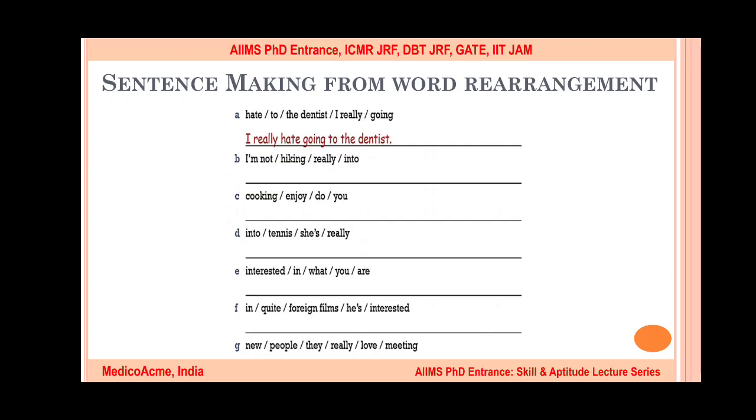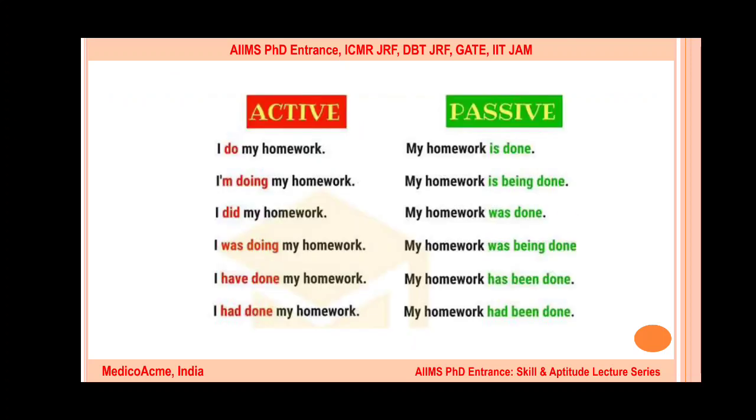Sometimes sentence making has different forms also. Just keep in mind that if you are rearranging in any such form, you will be awarded the marks. So: quite, foreign film, he is quite interested in foreign films. New people, they really love meeting. So they really love meeting new people. In this way you can think and assess in your mind what is actually making the meaning. This is the main thing: the meaning is important.